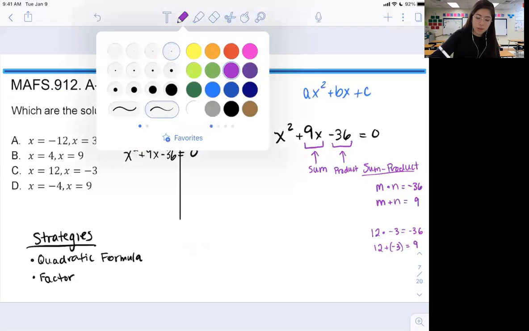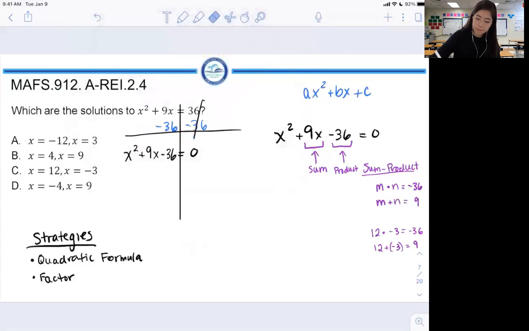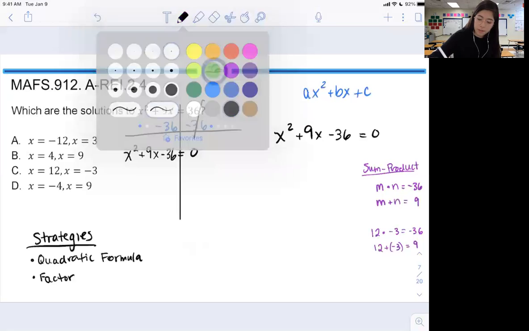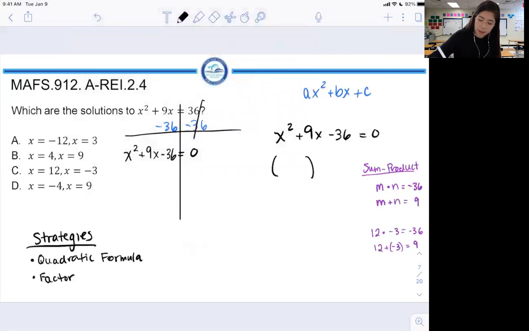So once you know those two numbers, my magic numbers are 12 and -3. So now when I factor, my two factors are going to be x plus 12 and x minus 3. It's that easy.